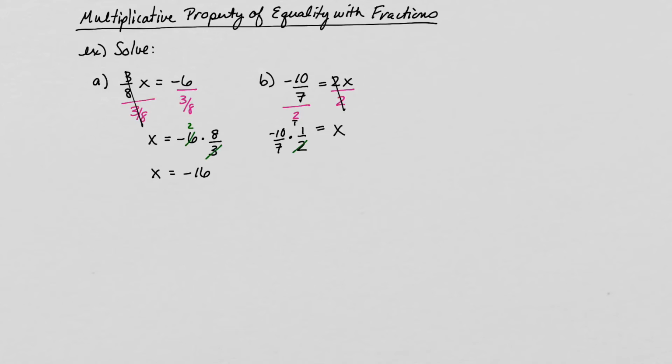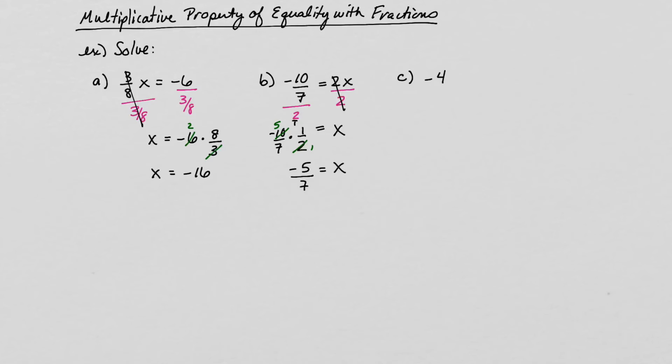And now 2 goes into 2 one time, 2 goes into -10 5 times. So we end up with x is going to be equal to, on the top I have -5 times 1, so that's -5. And on the bottom I have 7 times 1, so that's 7. So x is going to be equal to -5/7. So that's another example.